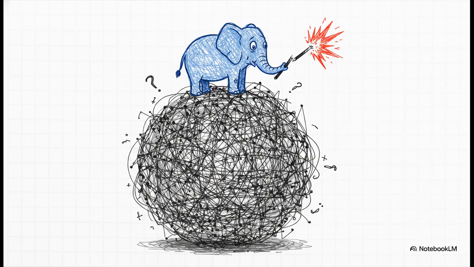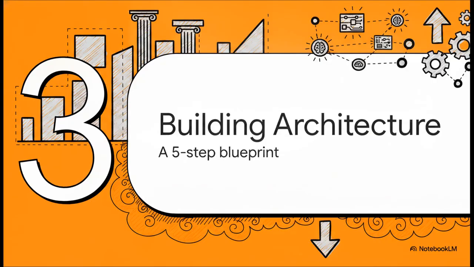And a noisy graph is honestly worse than having no graph at all, because false confidence at the enterprise scale is super dangerous. Moving on to Section 3, building the architecture.